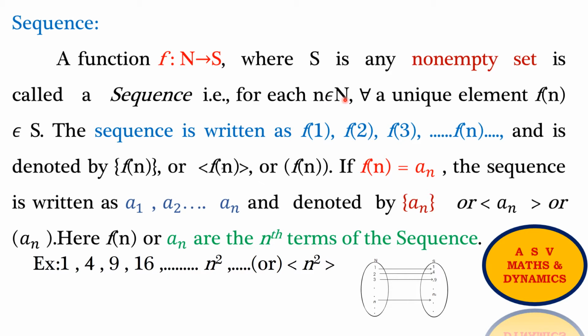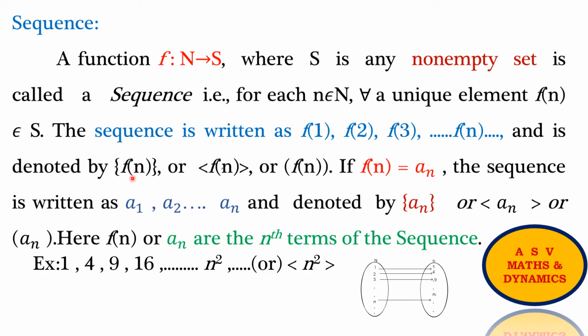In a sentence: a function from N to S, where S is any non-empty set, is called a sequence. For each n belonging to N, you should get an S value. So how can you write this sequence? f of 1, what is the value, f of 2, f of 3, so f of 1 comma, f of 2 comma, f of 3 comma, likewise. If you write it like this, it is a sequence.